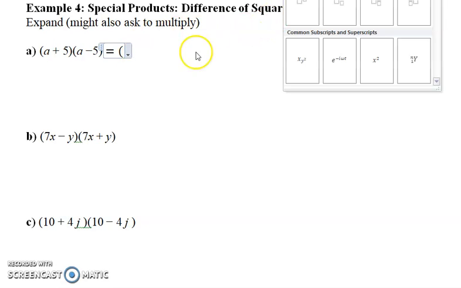So these are called special products, or the difference of squares. If you identify that it's a difference of squares, you can basically cheat when you're multiplying these out. You can do the distributive property, but what I do is I recognize that this is a plus 5 and a minus 5. So this is simply going to be a squared minus 25, because a times a gives us a squared, and 5 times negative 5 gives us 25.